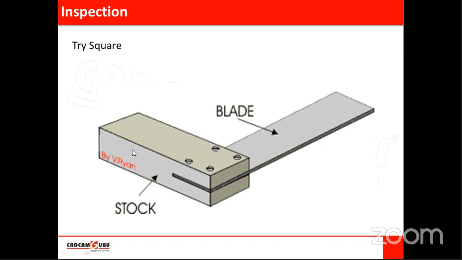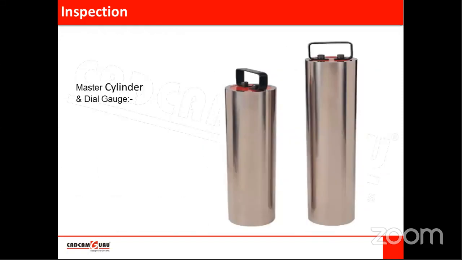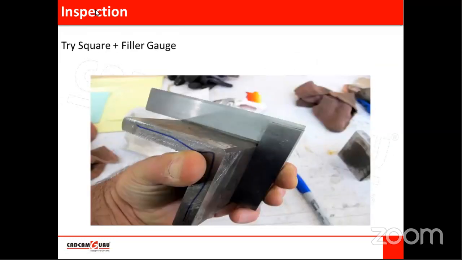So generally, while using this try square, the stock is aligned with the datum. If you want to check perpendicularity, the stock is aligned with the datum and the blade is aligned with the feature under consideration, right? So here you can check perpendicularity using a try square. If this is a workpiece, and for this workpiece this is a datum, the thick part, the stock, is aligned with the datum and the thin part is aligned with the feature under consideration. We are checking perpendicularity of this surface with respect to this.